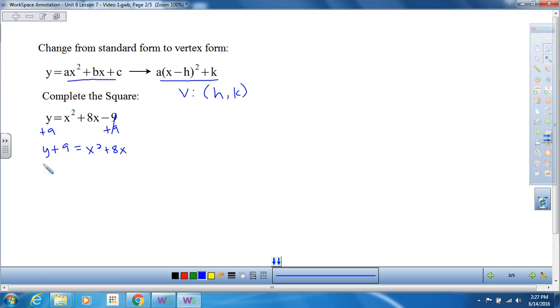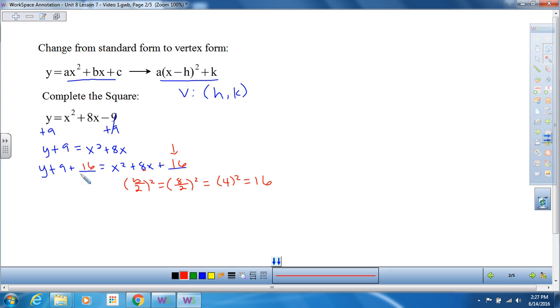Okay? So let me rewrite it now, and I'm going to leave some blanks because I need to complete the square on the right side. So I need to figure out what I need to put here to complete this square. All right, remember that's b over 2 squared. So in this case, my b is 8. So 8 over 2 squared. That's 4 squared, which is 16. So I have to add 16 to both sides.